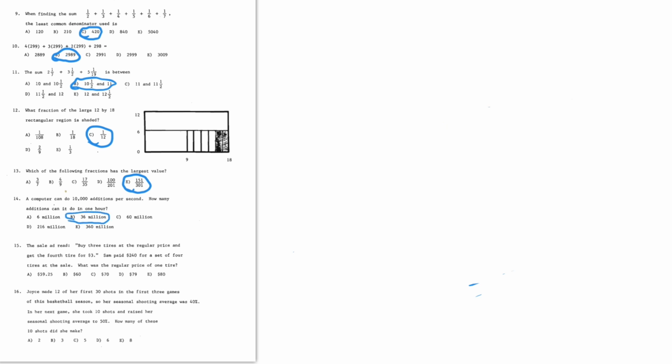Number 15. The sale ad read, "Buy 3 tires at the regular price and get the 4th tire for $3." Sam paid $240 for a set of 4 tires at the sale. What was the regular price of 1 tire? So we let X be the 1 tire price. The 3 tires will be 3X. The 4th tire is $3.